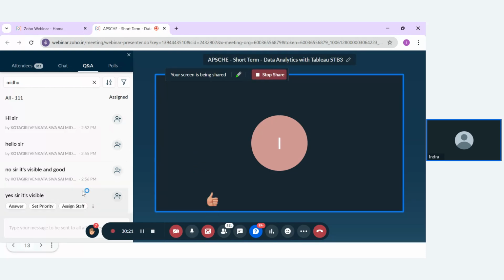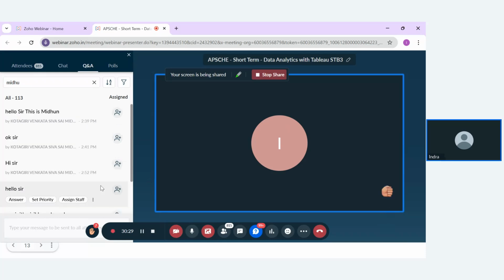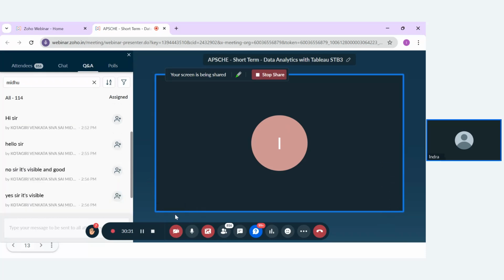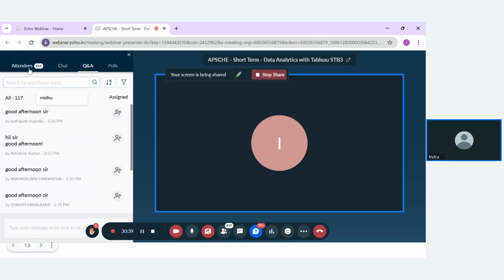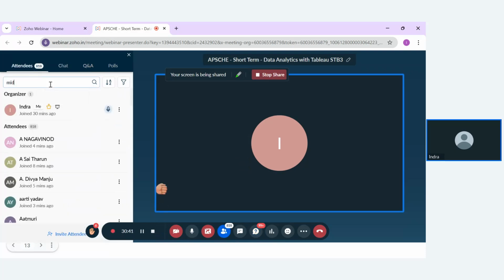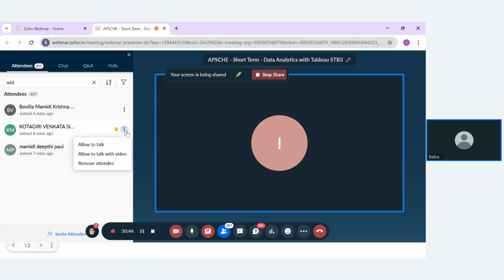I hope you're able to see the queries from other participants, right? From there, correct? Are you able to see the queries from other participants? Not able to see the queries? Second. What is the issue with this? I don't know.